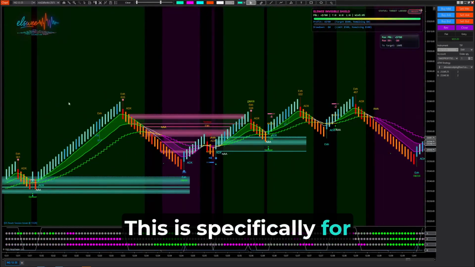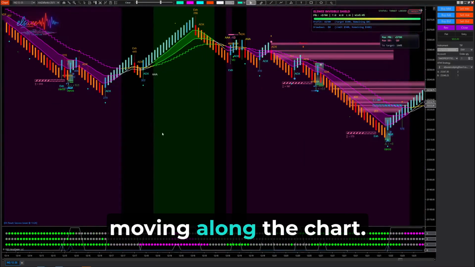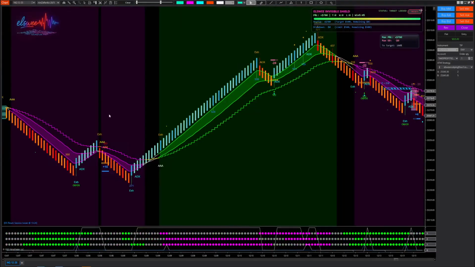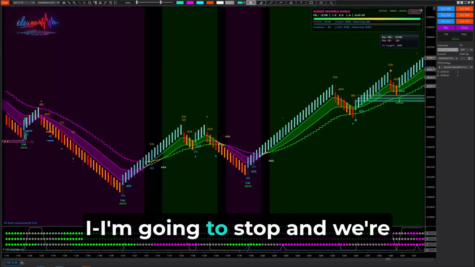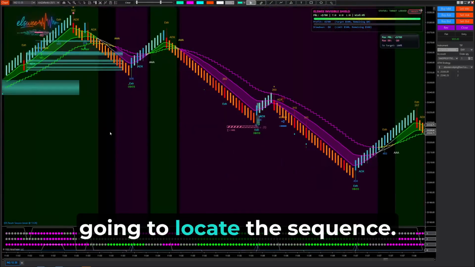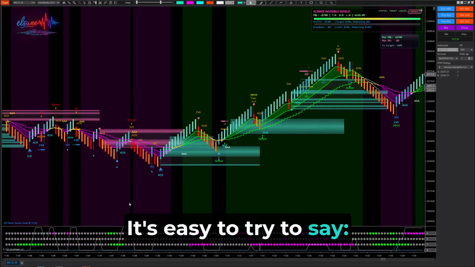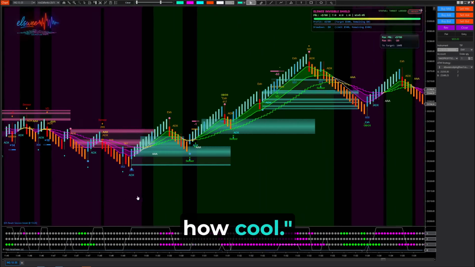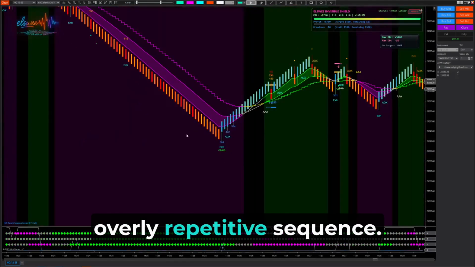This is specifically for scalping. I'm going to move along the chart, then stop and we're going to locate the sequence. Then what happened? It's easy to try to say, look how good, how cool. But the reality is that it's an overly repetitive sequence.